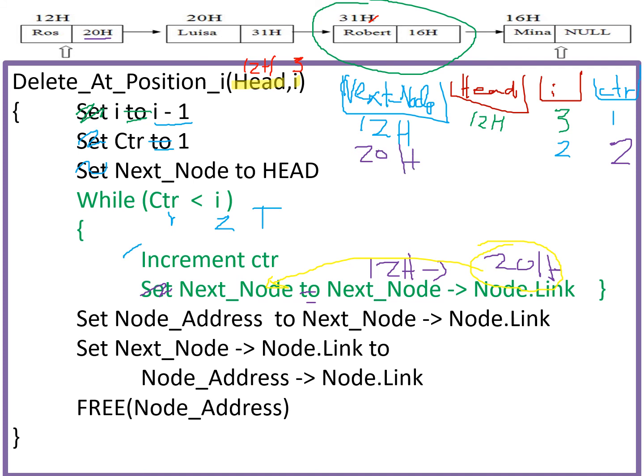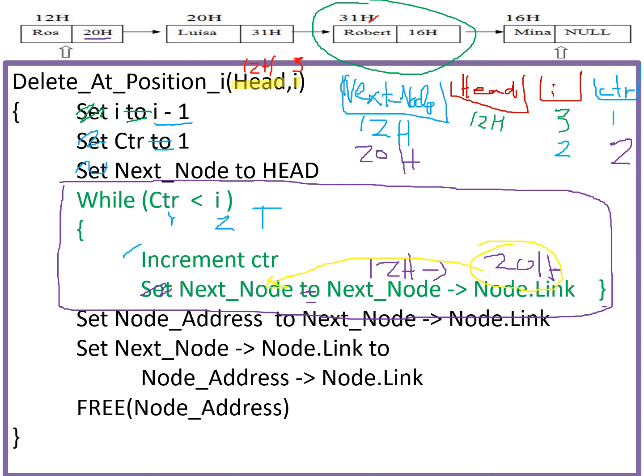Okay? Next. So, ito lang yung part ng while loop. Okay? This is the part of the while loop. So, it goes back to this condition. CTR is 2. Is 2 less than 2? False. Very good. So, if it is false, we have to execute the next statement.